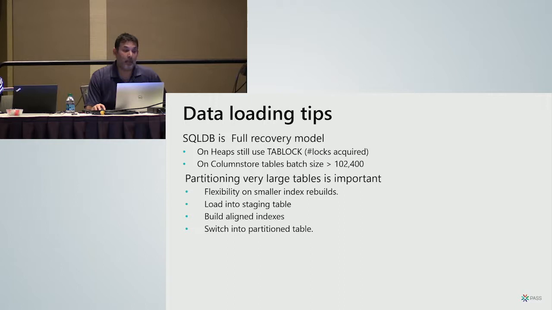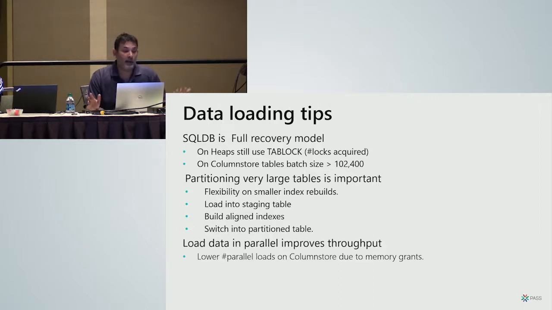Partitioning is very, very important, and it's probably one of our less used features. So on large tables in particular, use the load into staging and switch mechanism when you can. Loading in parallel does improve throughput. Now, when you go to parallelism on columnstores in particular, if you're landing into compressed row groups, you shouldn't go as parallel as you do on a heap. The reason is each of these compressed row groups requires a memory grant, and so soon you hit memory grant contention if you go widely parallel. Start with maybe 4 and then see if you have headroom.